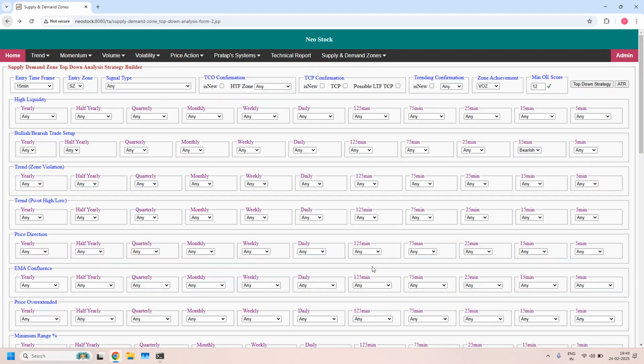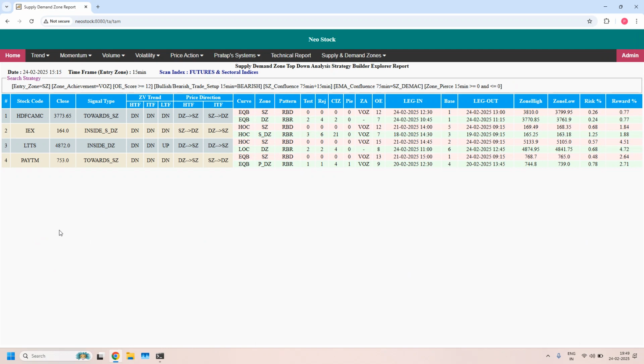Let's verify. In the EMA confluence at 75 minutes time frame, I am setting the filter 75 minute supply zone having daily EMA confluence or not. We got 4 stocks. So these 4 supply zones are having more success rate, more probability to get the success rate. Okay, this is based on LTF and ITF supply zone confluence.